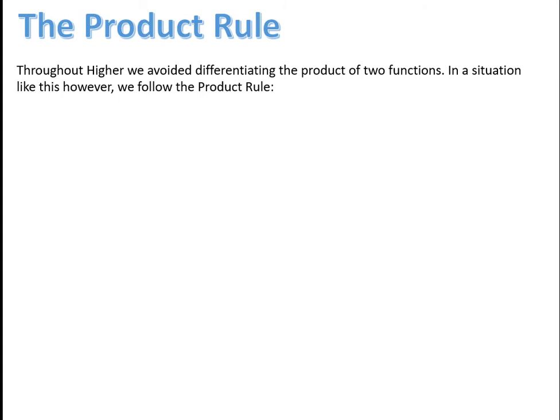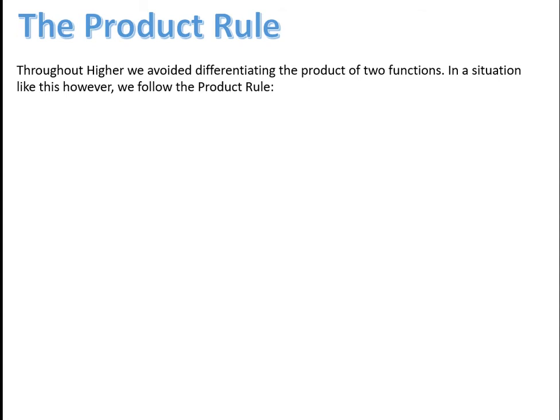Okay, so now you've had a chance to practice differentiating exponential and logarithmic functions. We're going to look at the product rule, right? The product rule is as it suggests. Product means multiply together. So the product rule is the rule that allows us to differentiate two functions that are being multiplied together, right?